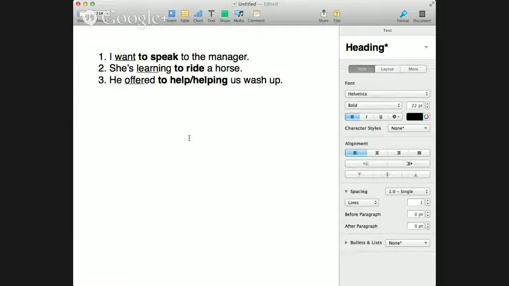And Alvaro, your turn. Number 3. He offered helping us wash up. Unfortunately, no. It's actually he offered to help us wash up. Ouch. No worries. It could have been one of either of the two. However, we've got these 3 verbs here. I'll type them out. Oh, this is annoying. See if I can get a bigger font.